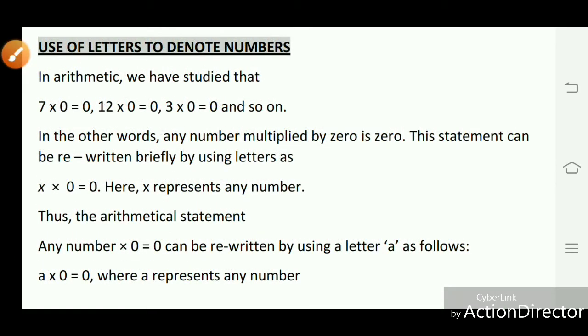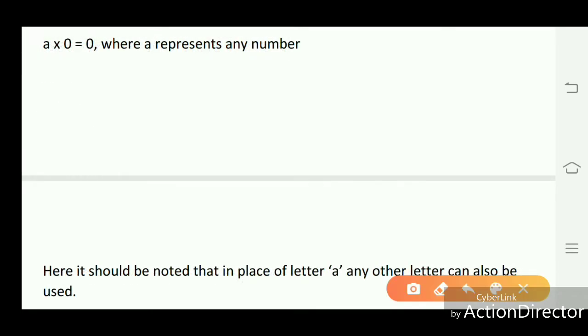In algebra, we find an unknown quantity. So here we take an alphabet in place of a number, because we find the value of an unknown quantity. It should be noted that in place of the letter a, any other letter can also be used, like x, y, z and other alphabets.